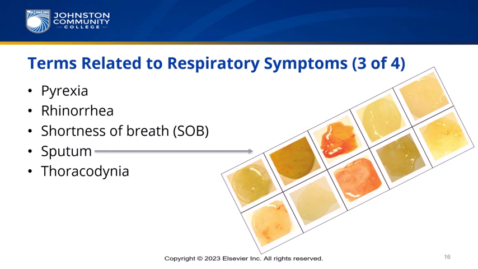And sputum is the mucus that is coughed up from the lungs and expectorated through the mouth. If abnormal, it would be described in terms of its amount, color, and or odor. Then we have thoracodynia. So thoraco is our combining form for chest, and dynia means pain. Therefore, this term is for chest pain.